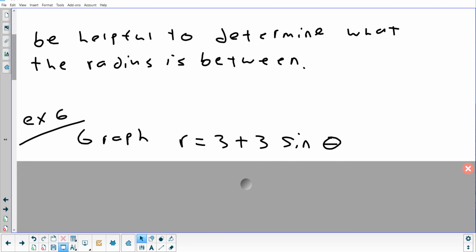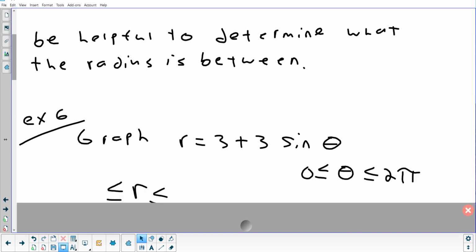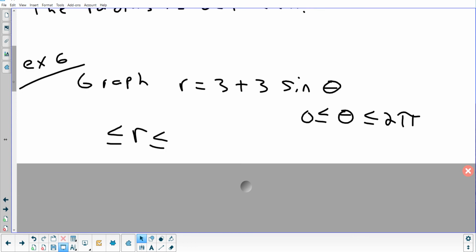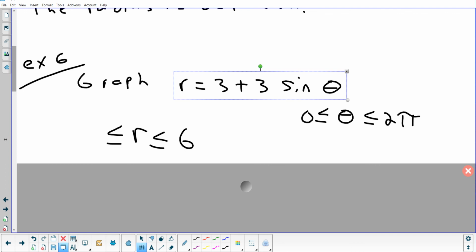r = 3 + 3 sine theta, and we're going to let theta go from 0 to 360, or 0 to 2 pi. Now, let's think about what the radius is going to be between, because this is not a fixed radius graph. Fixed radius is just r equals a number, and you get a circle. What's the biggest value that sine can ever be? 1. If you multiply that by 3 and add 3, you get 6. So you're never going to be further away than 6 units from the origin when you sketch this.